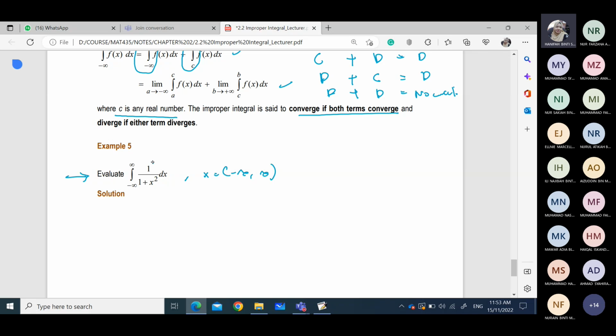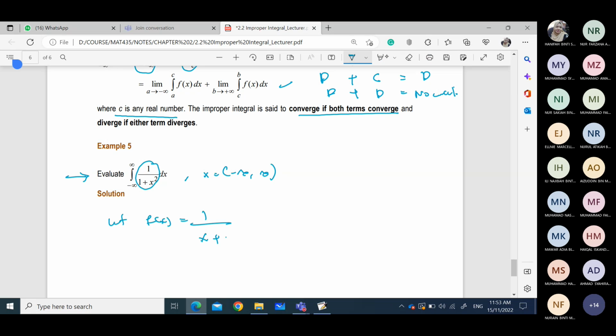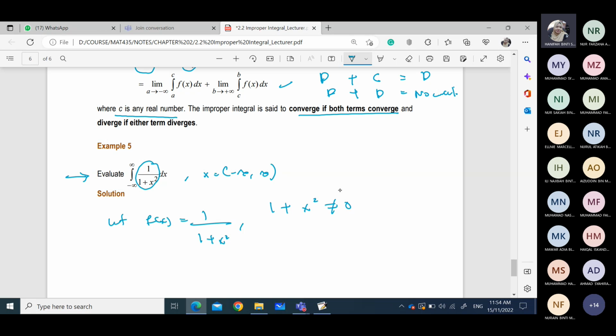Okay, so first of all, we need to check whether this function has a discontinuity in this interval or not. Let our function here be, I buat sikit nanti selebihnya you selesaikan exercise. Nak tahu you faham ke tidak? 1 plus x squared. So as usual, the denominator cannot be equal to 0. So 1 plus x squared does not equal 0. Okay. So here we have x squared equal to negative 1.